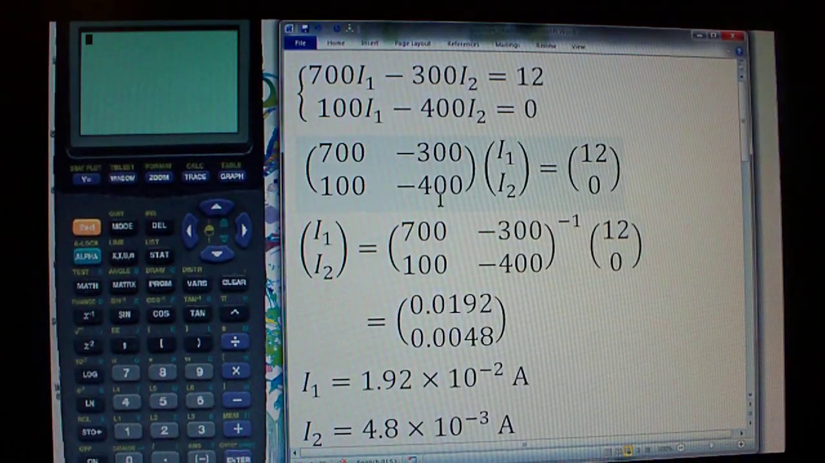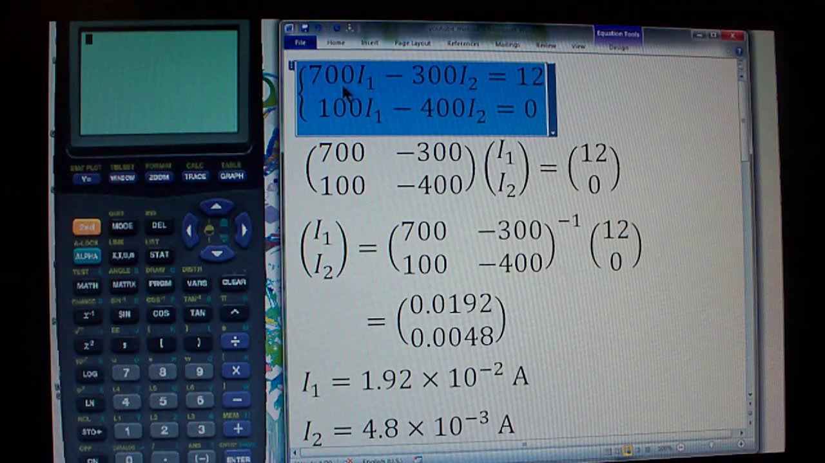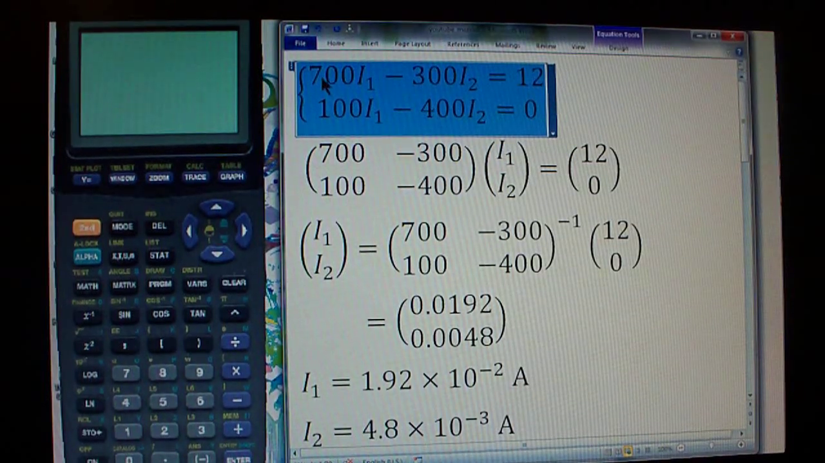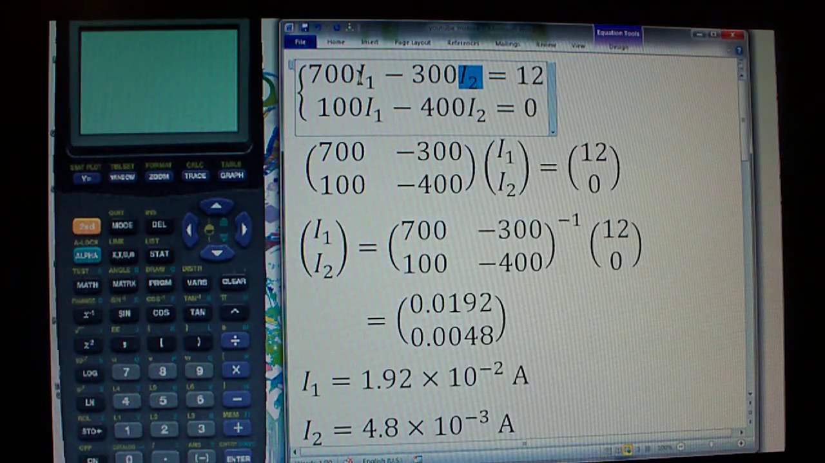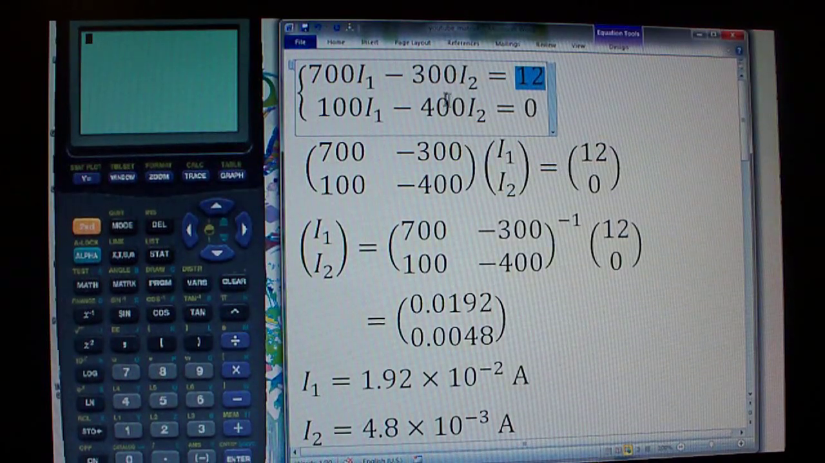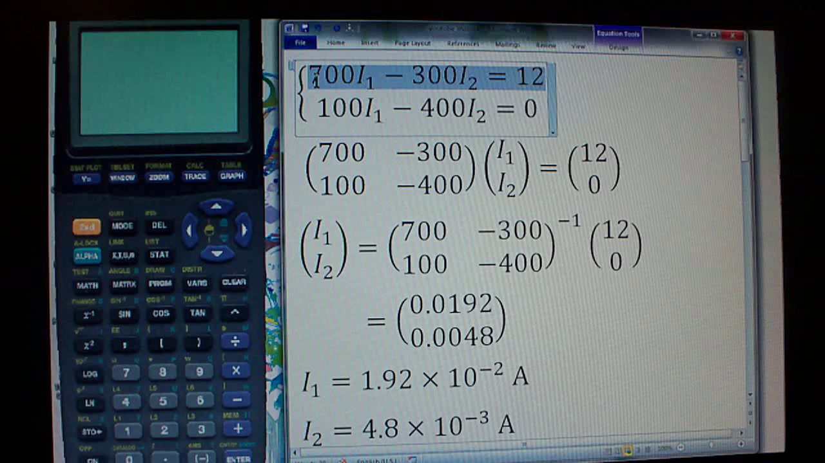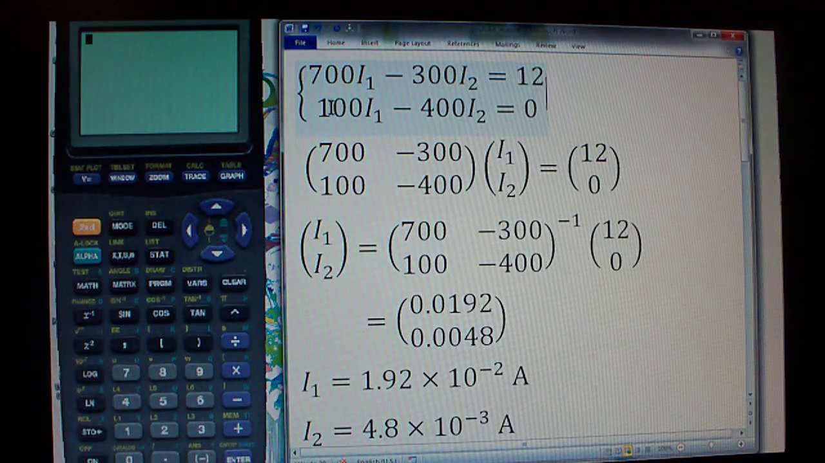I want to introduce another way of solving a system of equations using matrices. Here's an example that you may see in electrical engineering. Typically when you use Kirchhoff's law, you get equations like this, where I1 and I2 are currents measured in amperes, 12 is some voltage source in volts, and 700 and 300 are coefficients, which are the resistances of each resistor. Anyways, when you have a system of equations like this, how do you solve it?